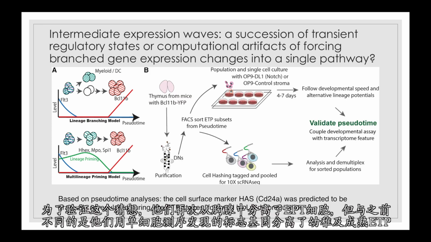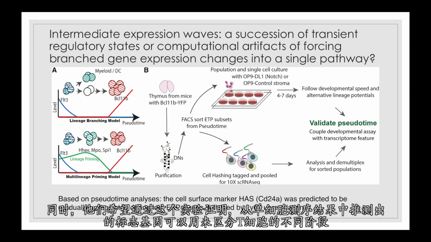To answer these questions, they are trying to isolate ETP cells from the thymus again, but this time they use some new markers to identify this cell in less mature and more mature stages, and trying to see whether these markers they identify from their single cell sequencing data can be used to identify the substages.